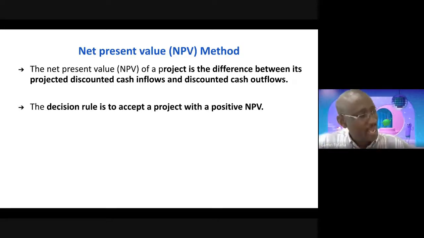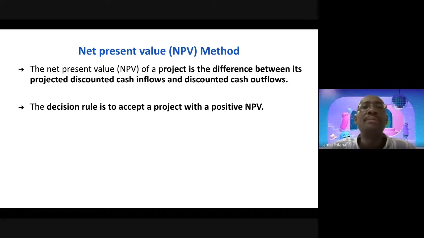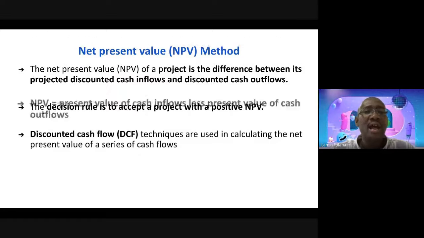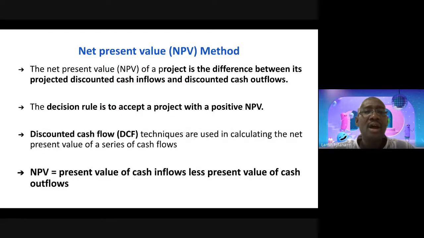Okay, so we've spoken about this last class, so let's look at it again. What do we mean by NPV? NPV simply is the difference between discounted cash inflows and discounted cash outflows. Okay, so like I said during last class, our decision is as follows.